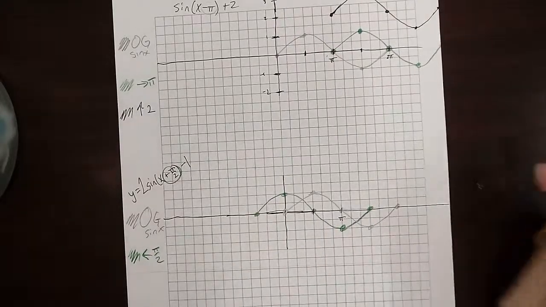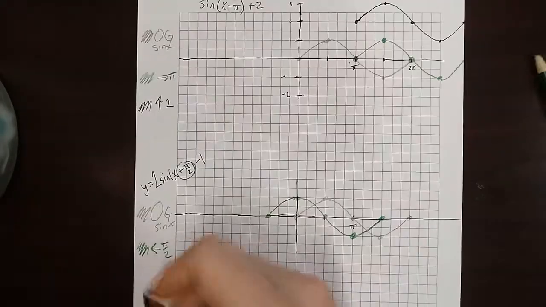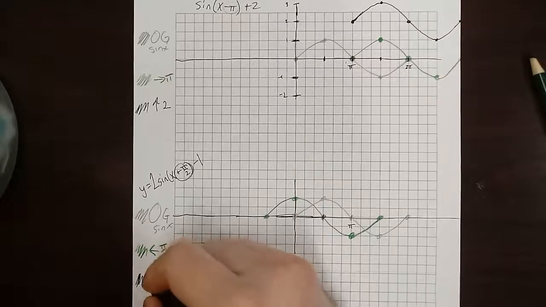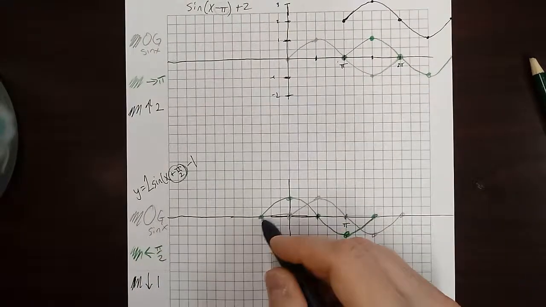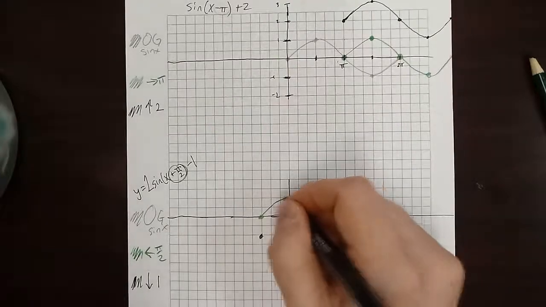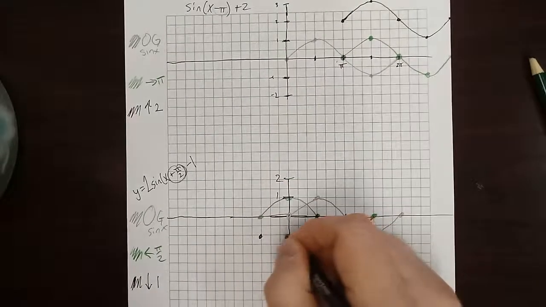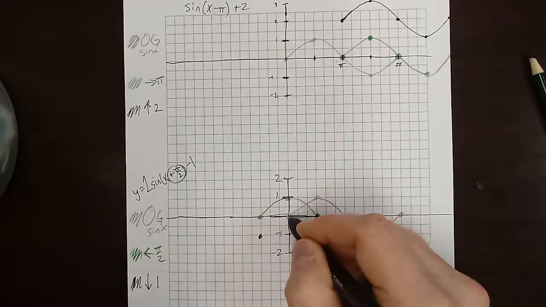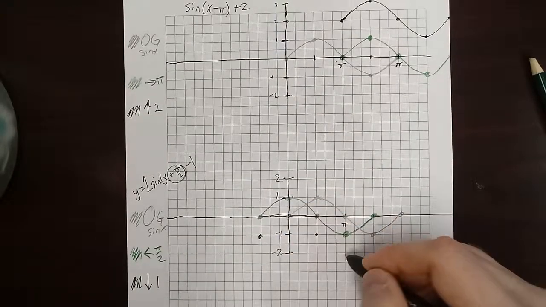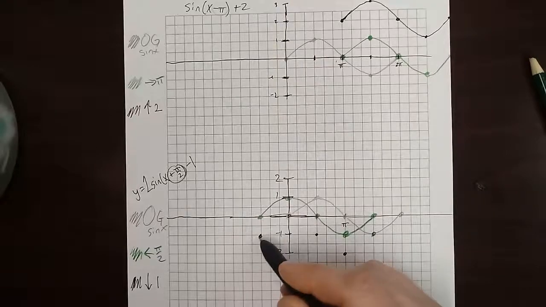All right, and then I see minus 1. That means go down 1. So I use my most recently drawn picture and count down 1. Oh, I didn't label this, sorry. That's 1, that's 2, -1, -2. All right. So take each of the green dots, count down a whole 1, which is 2 spaces.